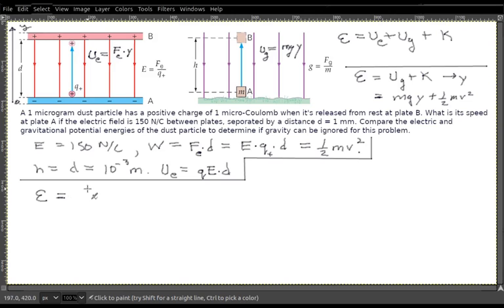But at any position between the plates, the total energy will be given as the sum of the gravitational and electric potential energies plus the kinetic energy. And here I'll just write those out. The electric potential energy is the electric force at the position, so I'll write that down in general. It's going to be QEy plus the gravitational potential, mgy, plus the kinetic energy, 1/2 mv squared. And that's constant, so the total energy is the same everywhere.